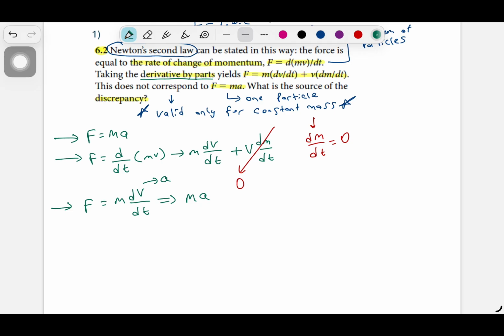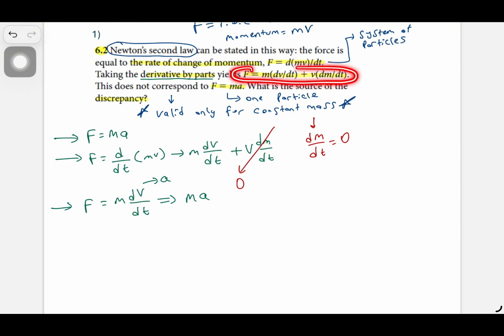So mainly there is no discrepancy, but if there is a discrepancy between this equation and this one, the main reason is that Newton's second law is applied to constant mass. And when we apply this constant mass rule here, we are just discarding this term, and then we are getting ma.